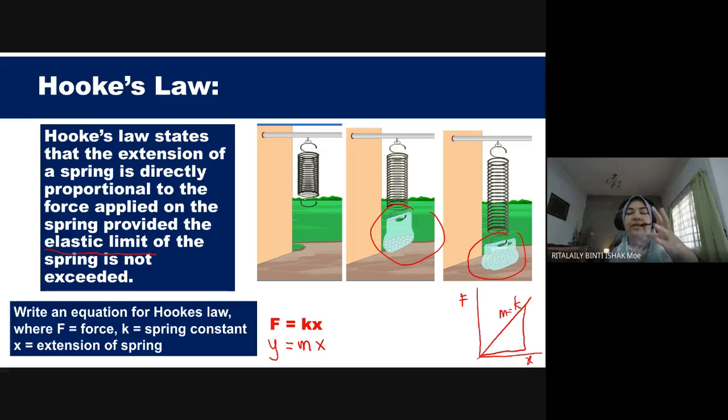From the experiment, we analyze the data and draw the graph. From there we come to the conclusion that the relationship is directly proportional. Since it is directly proportional, this is the linear equation formula, and if we substitute the values, we get F equals Kx, where F is the force, K is the spring constant, and x is the extension of the spring.